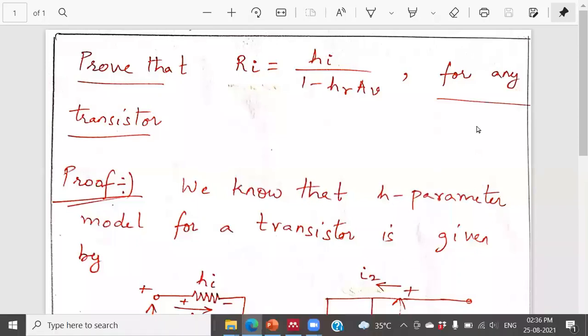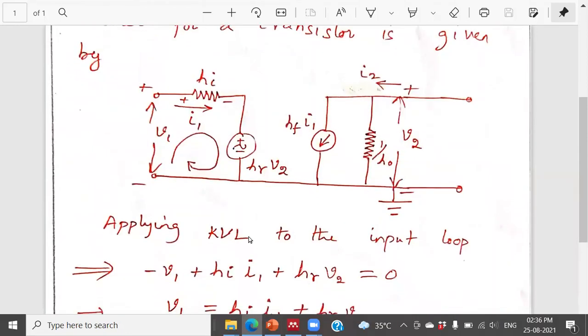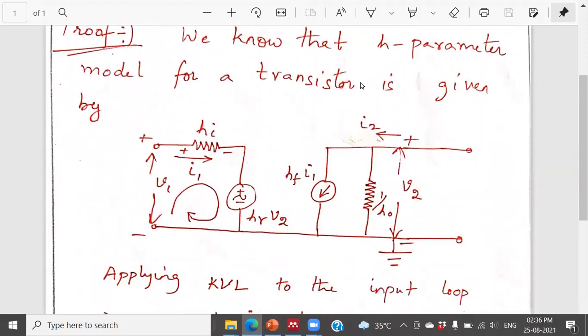Hello everybody. Today we are going to discuss a small topic which says: prove that Ri is equal to Hi by 1 minus Hr into Av for any transistor. Here we can see that we are dealing with H parameters, so we need to consider the H parameter model for a transistor. This is the general structure of the H parameter model.